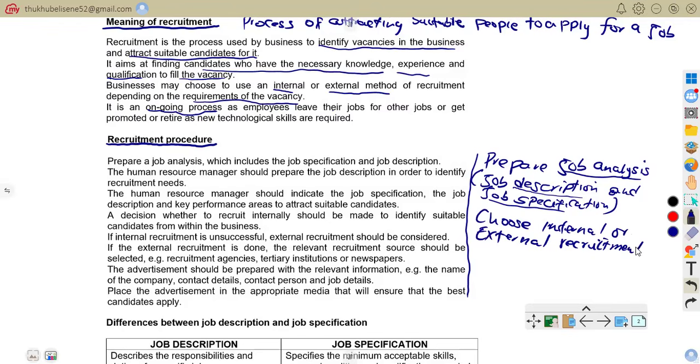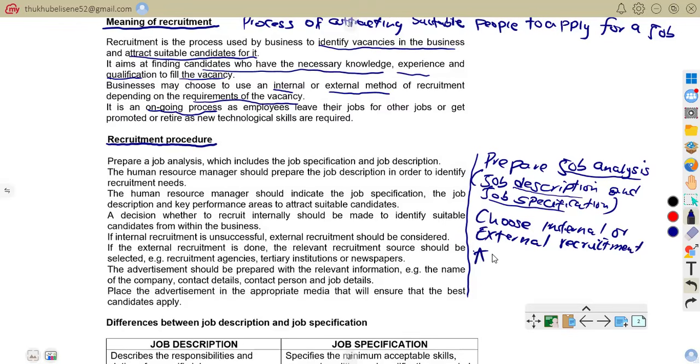Recruitment. Wherever you decide whether to look for candidates, you promote the current employee internally or advertise outside, externally. Then you decide whether you are going for the current employees that you have, whereby you advertise internally, or you go outside. Then, after that, you advertise the vacancy.